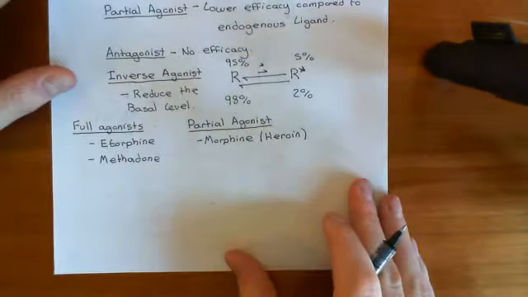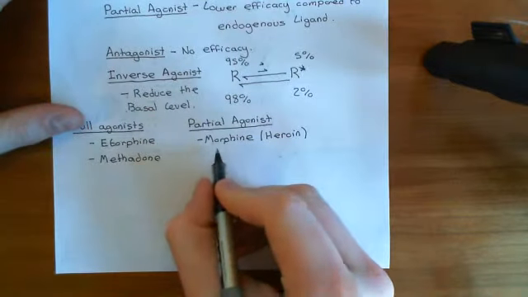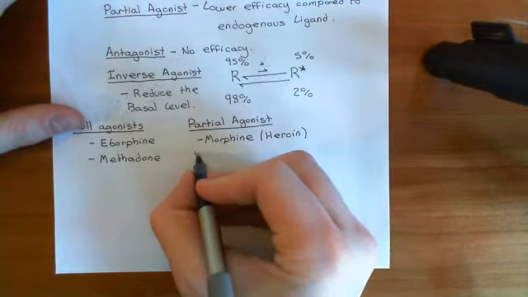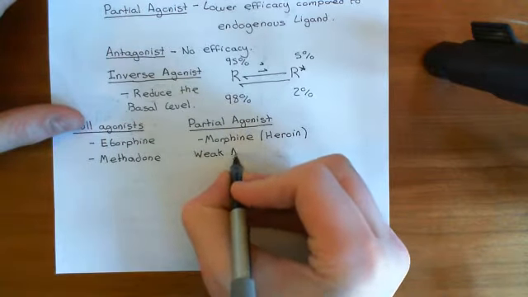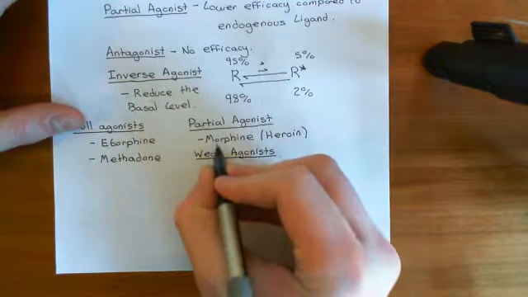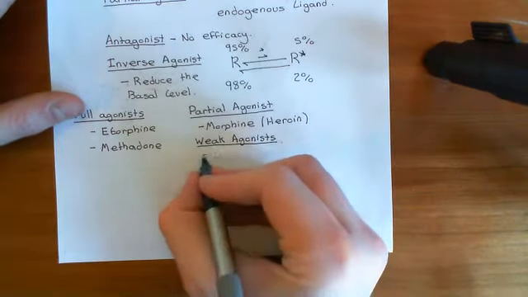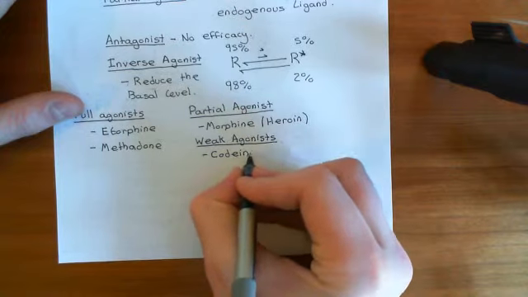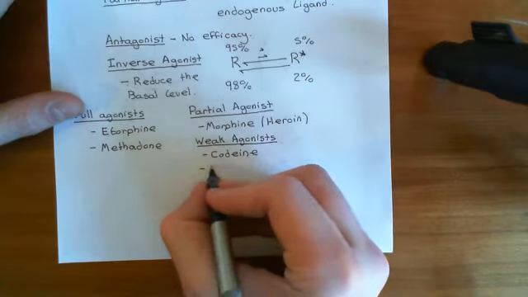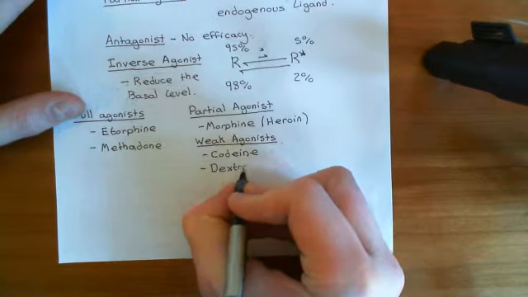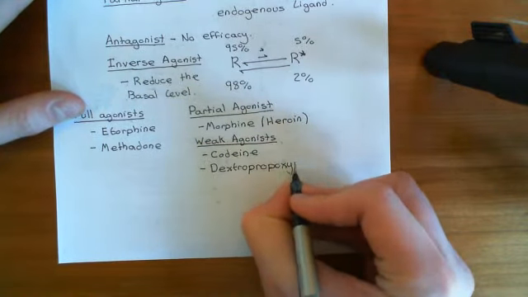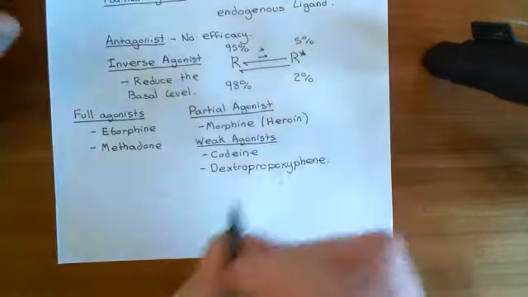Right. Other examples of partial agonists, which are actually weaker than morphine, they're less good than morphine. Morphine's a reasonably strong partial agonist. The ones we're coming onto are sometimes called weak agonists, but they are partial agonists. This is just to get across the point that they are weaker at activating the receptor even than morphine. So examples are the drug codeine, which is an over-the-counter painkiller, and another example is dextropropoxyphene. Dextropropoxyphene is another example of a weak agonist at mu opioid receptors. Okay, so those are weak agonists.